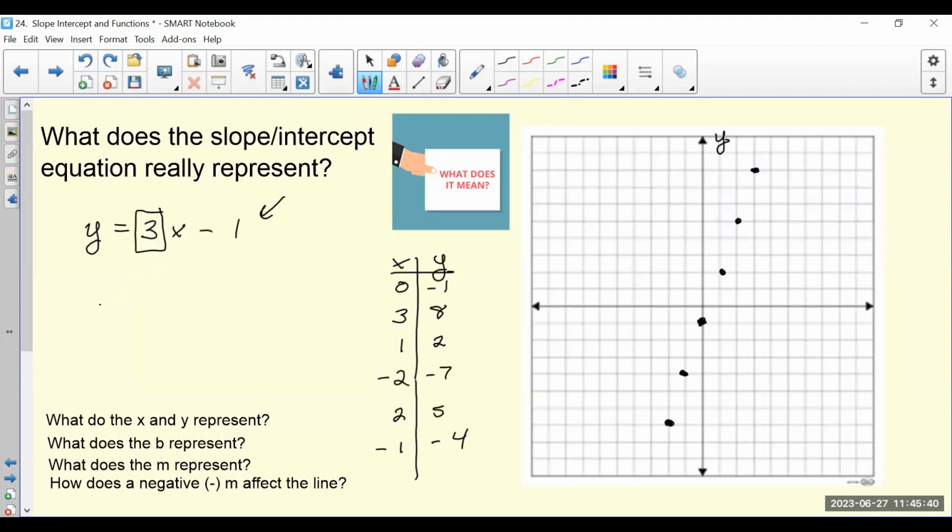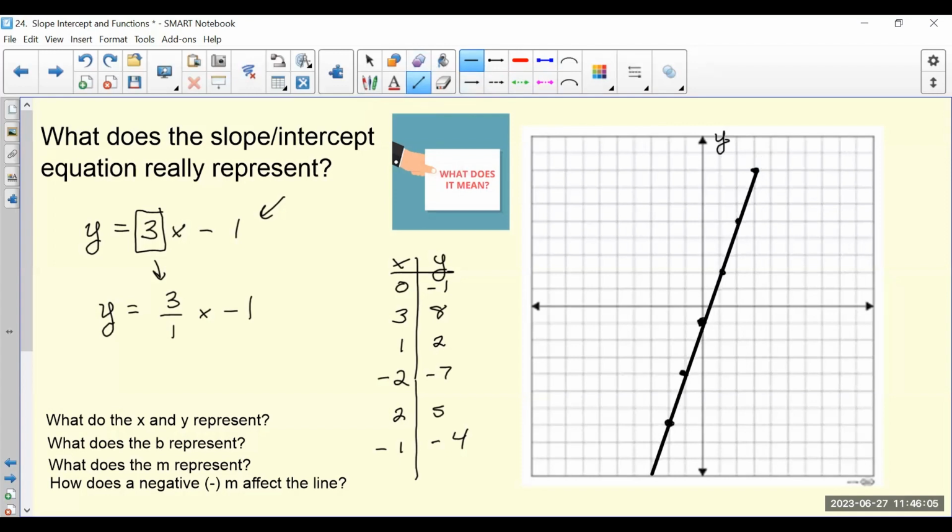So let's rewrite this as a fraction. y equals 3 over 1 x minus 1. So we're just rewriting this 3 as an improper fraction. Can you see anywhere, looking at that line, where we are seeing the numbers 3 and 1? Let me try to get this lined up right. Well, if you haven't seen it yet, I will show you something.